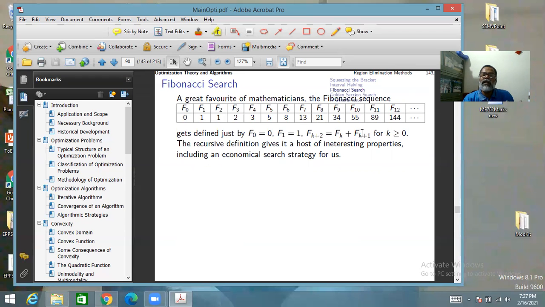F2 is F0 plus F1, so it will be 1. Then F3 will be F1 plus F2, that is 2. F4 will be F2 plus F3, that is 3, and so on. And this sequence goes on. Okay? So this is called the Fibonacci sequence. It has a lot of interesting properties, and in particular, one of those properties gives us an interesting optimization method, which is economical. Let us see how.